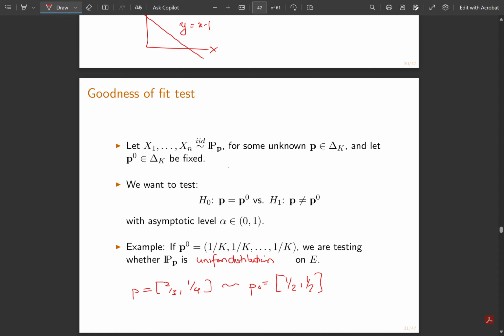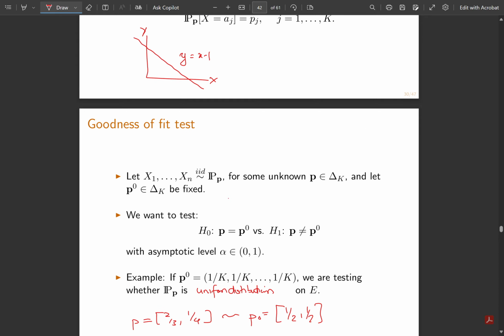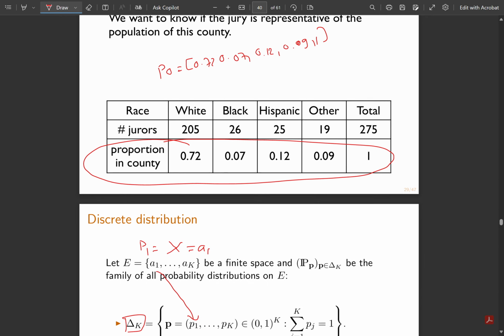Now, what we want to do is test whether the distribution P of X is close to P naught. That's what we want to test. For that, we need to go back to our previous examples and define what P naught is for our purpose. Let's go back to the previous example and see what P naught is.